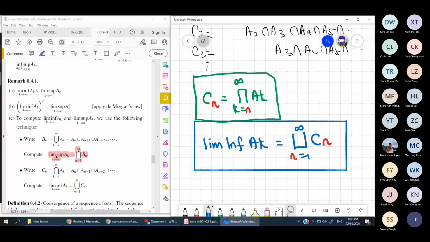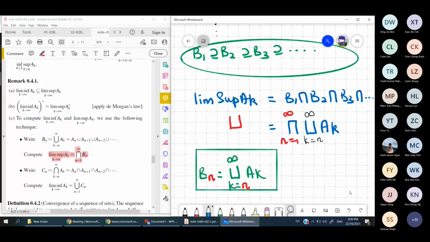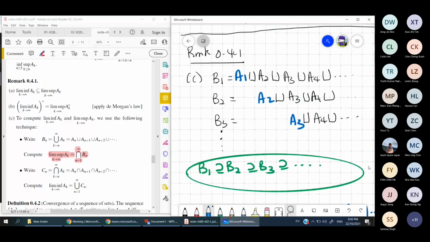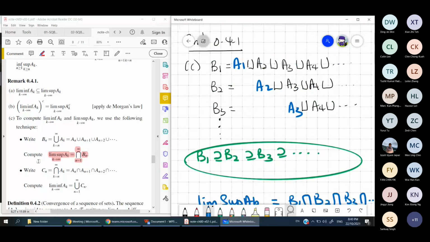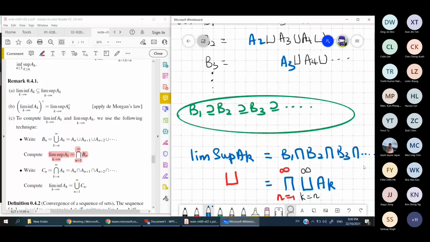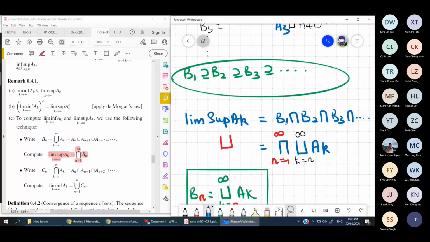To compute the limit supremum of AK, first I think we come back to here. To do the first step, for the limit supremum, you begin with B1, B2, B3, and so on, using this way. Once you have computed all the Bn, B1, B2, B3, and so on, then you take the intersection of all the B, and that will be the limit supremum of AK.